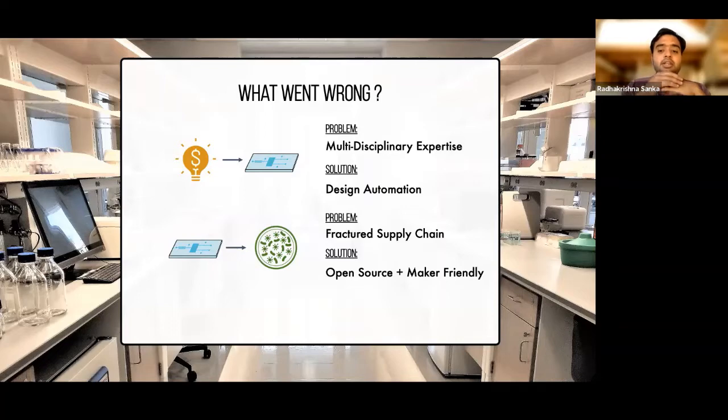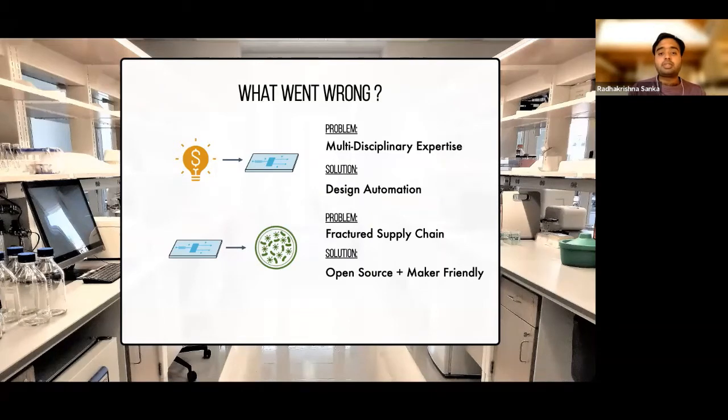The second aspect is that if you want to address the whole fractured supply chain part, you've got to say, okay, we're going to make everything we do open source: all the design files, all the part lists, all the code which is running these devices. And you've got to make them all maker-friendly, because otherwise nobody else might be able to get it.